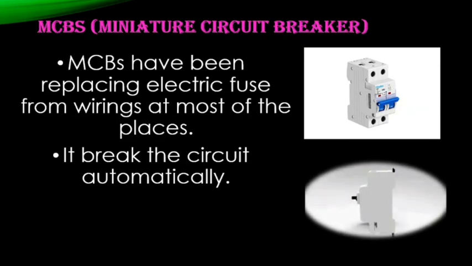Next we are going to see MCBs, that is, miniature circuit breakers. MCBs have been replacing electric fuses in wiring at most places. With an electric fuse, one should replace the wire whenever overloading of the current takes place. But with an MCB, one just needs to switch the circuit on or off, since it breaks the circuit automatically.